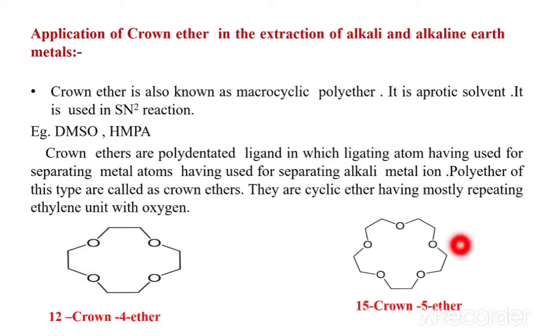Now then 15-crown-5 ether. Here 1 2 3 4 5 oxygens, and the remaining is the CH2 ethylene unit. Therefore this is 15-crown-5 ether. Why is this 15? Because the total number of atoms, oxygen and carbon, is 15. If we start from this one, 1 2 3 4 5 6 7 8 9 10 11 12 13 14 and 15. Therefore this is 15-crown-5 ether.